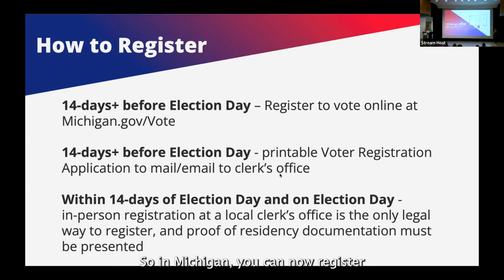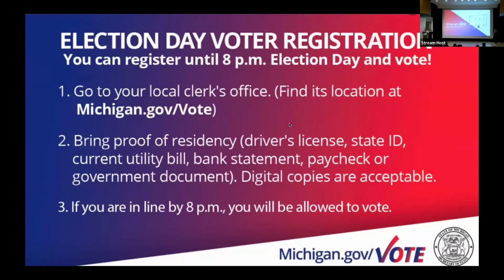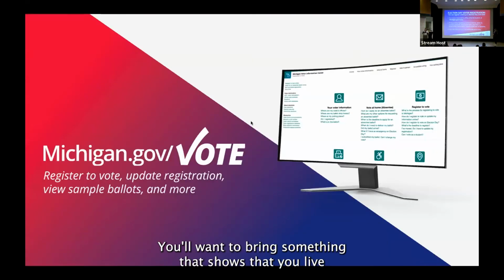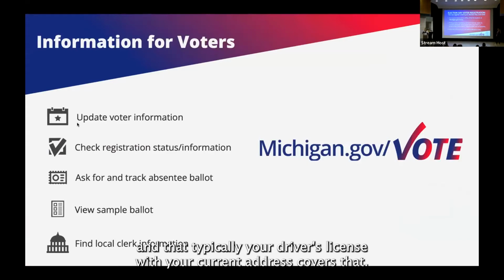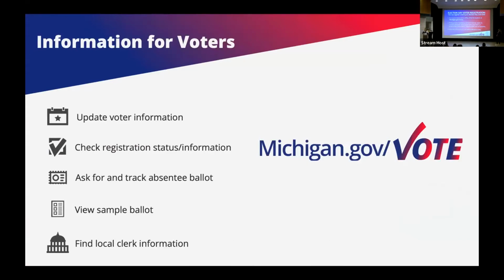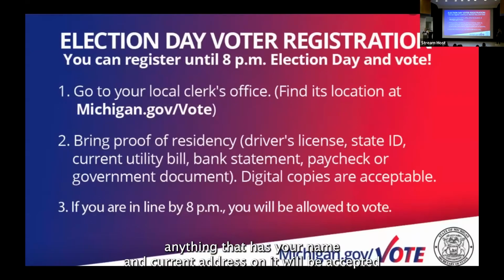All right, so in Michigan, you can now register to vote on election day at your local clerk's office by 8 p.m. It's important to note that you have to go to your local clerk's office and can't do it at a polling place. Because you're registering, you'll want to bring something that shows that you live in the jurisdiction that you're registering in. Typically your driver's license with your current address covers that. But you can also bring in something like a utility bill, bank statement, anything that has your name and current address on it will be accepted. And digital copies will be accepted as well.